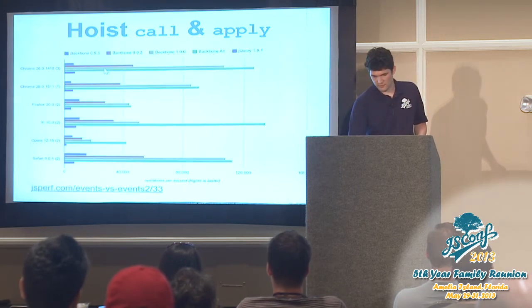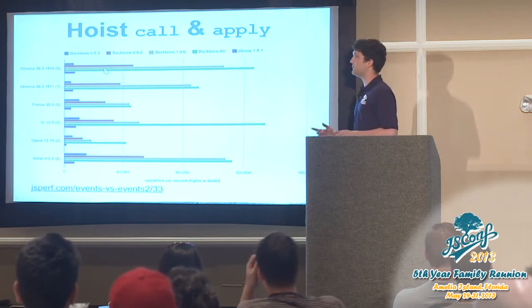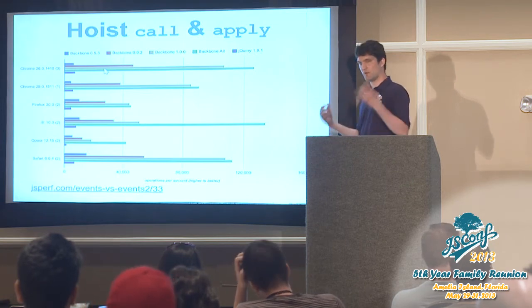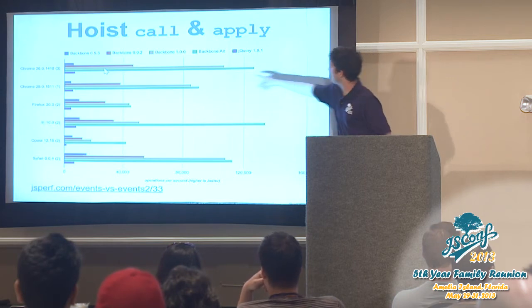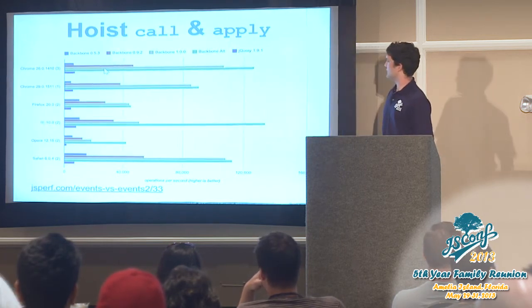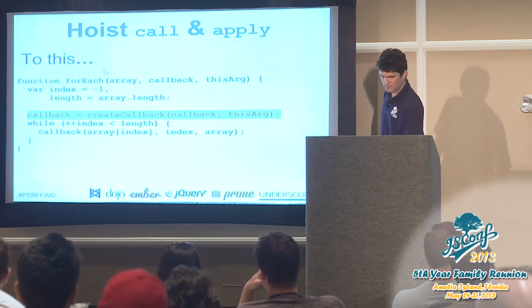And I'll show you, I'll step back. I applied this optimization to Backbone, which already has a very fast event system. They go out of their way to really fine-tune it. And you're still able to get performance gains in various browsers because of this.